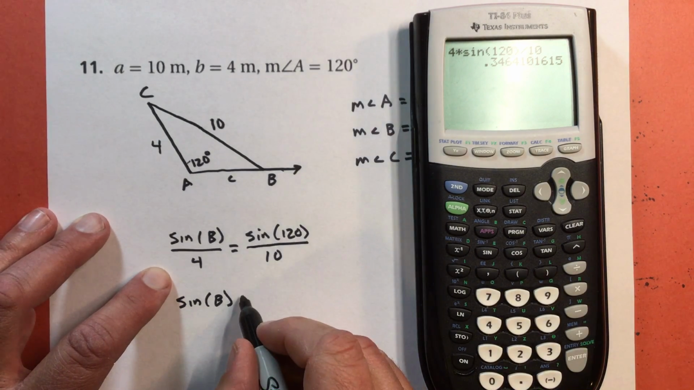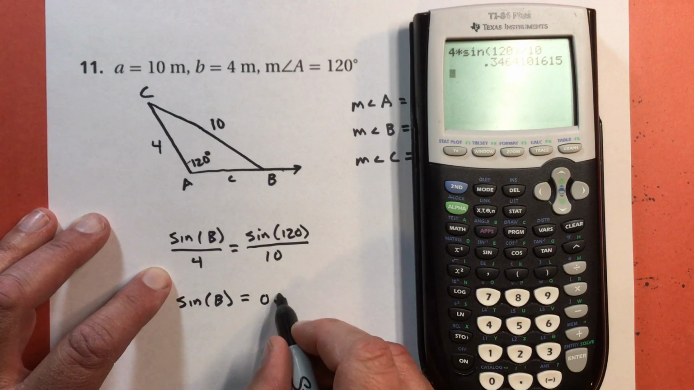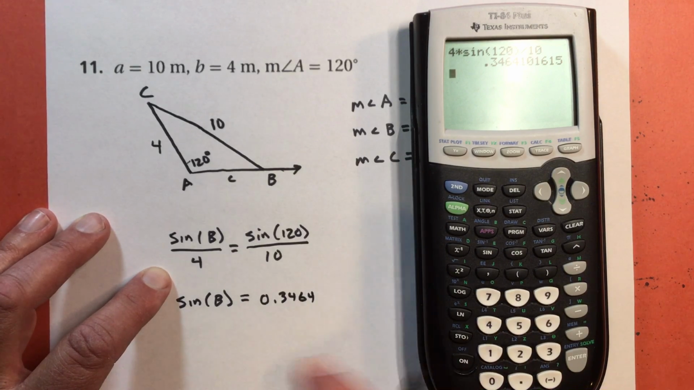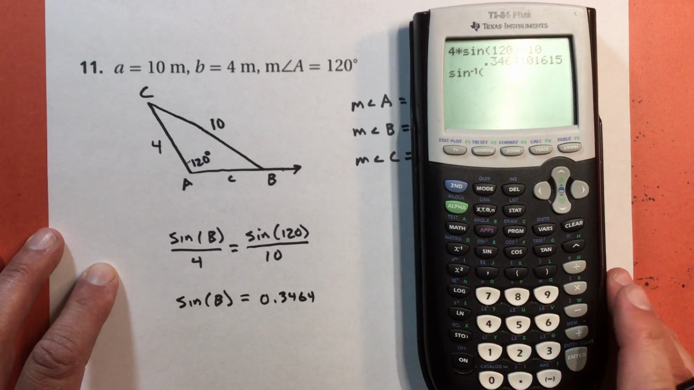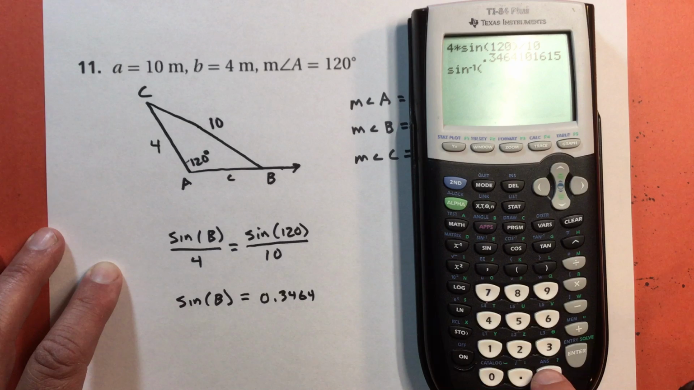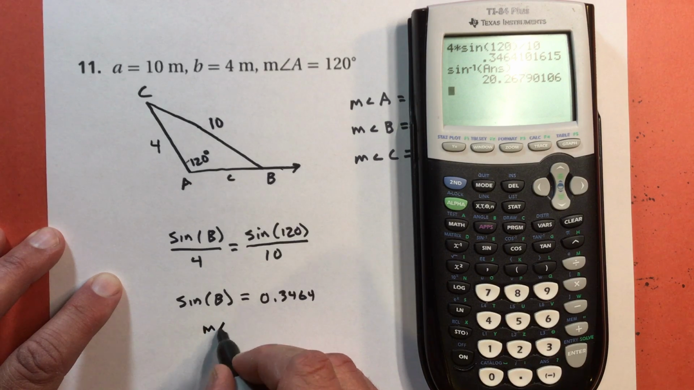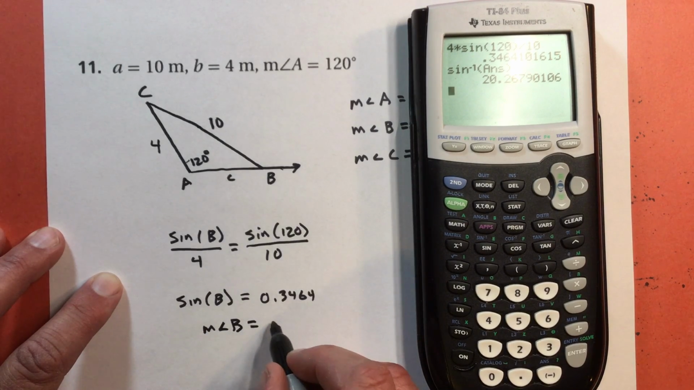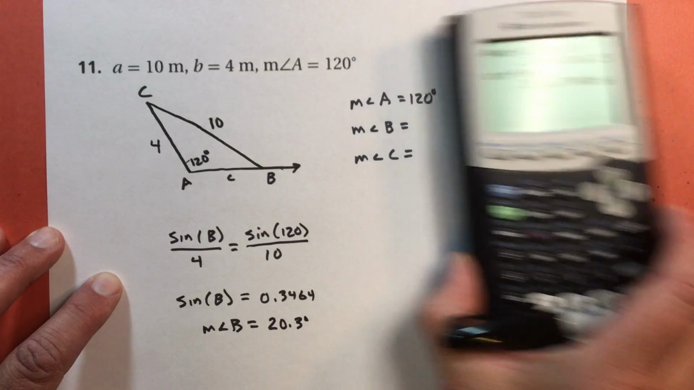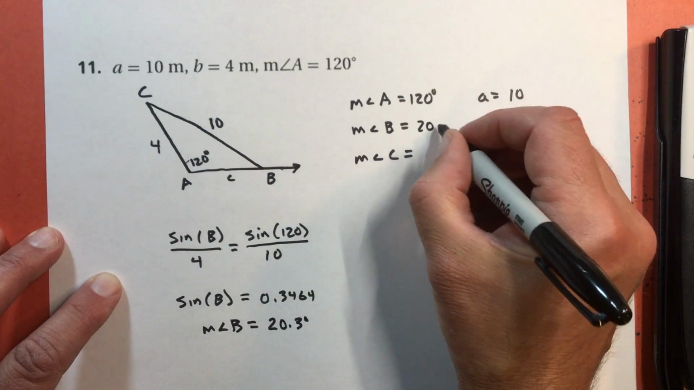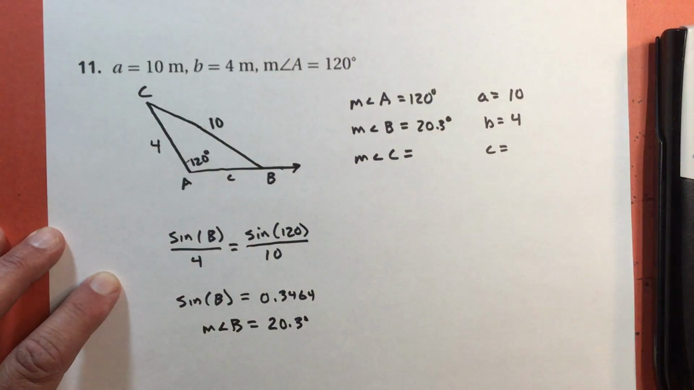So this is approximately equal to 0.3464. You can see it on the calculator. I'm going to hit second sine, and for my calculator I can dump the previous answer into this calculation. This tells me that the measure of angle B is about equal to 20.3 degrees. So I'll write that right here, 20.3 degrees.